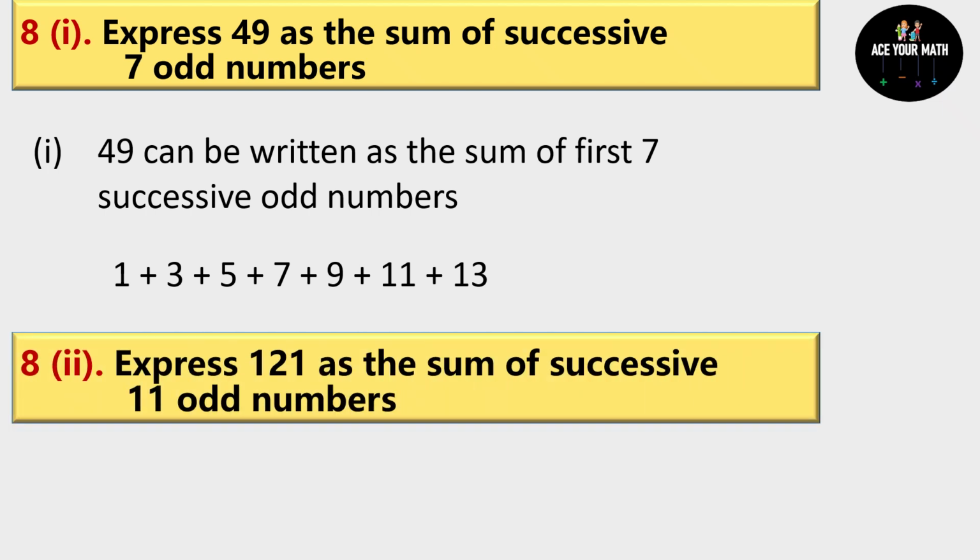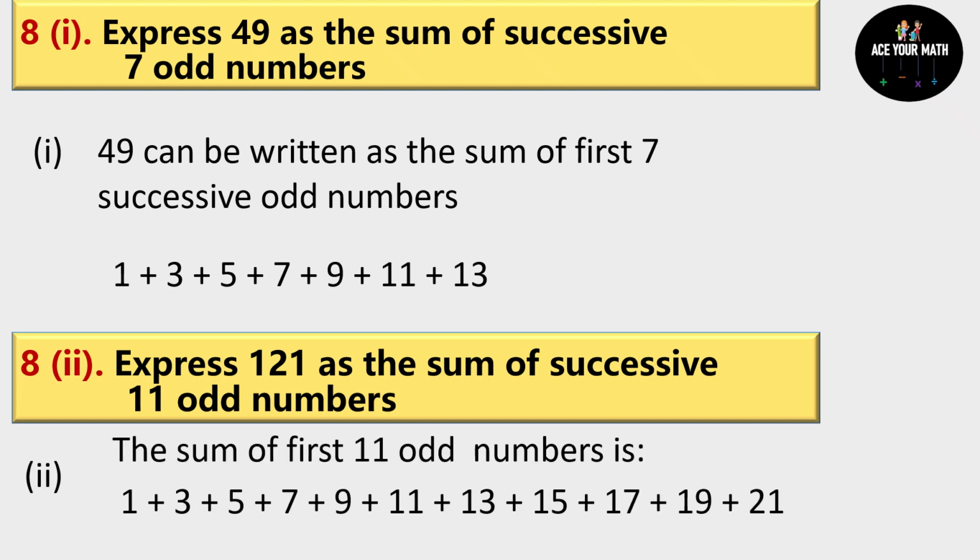Now see the second part. Express 121 as the sum of successive 11 odd numbers. Always keep in mind that you will always start from 1. Starting from 1, you will write 1 plus 3 plus 5 plus 7 plus 9 plus 11 plus 13 plus 15 plus 17 plus 19 plus 21. These are all the first 11 odd numbers, and when you take the sum of all these numbers, you will get 121 as the answer.